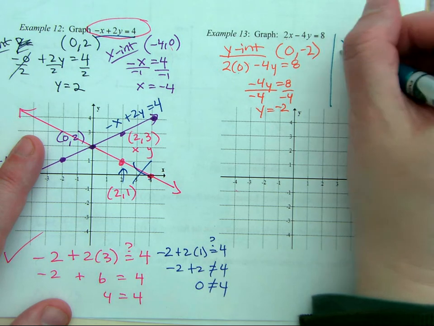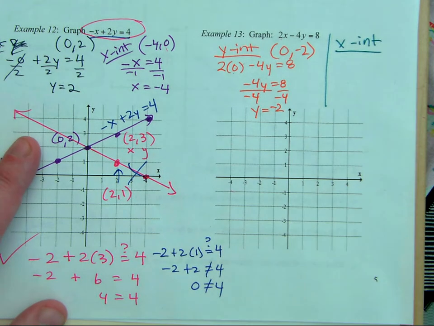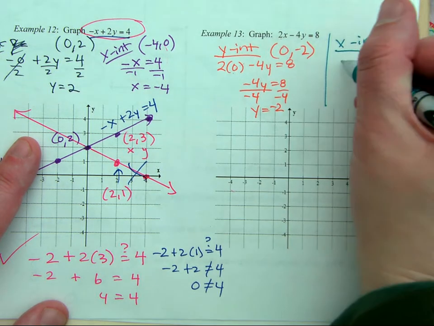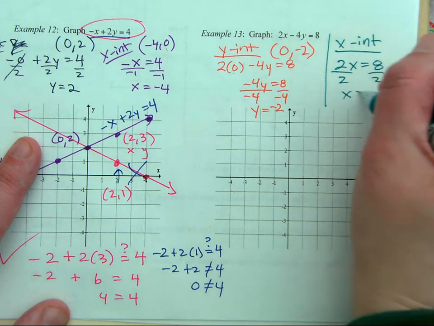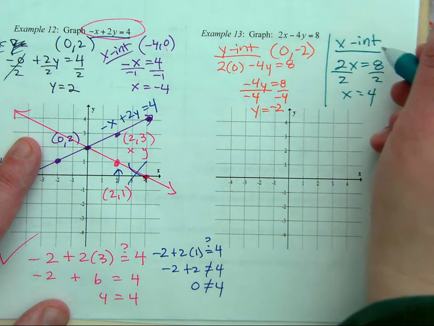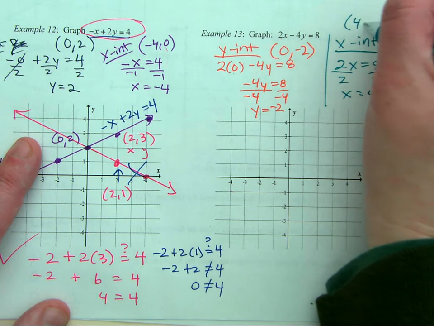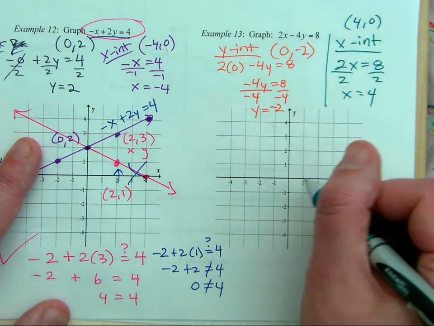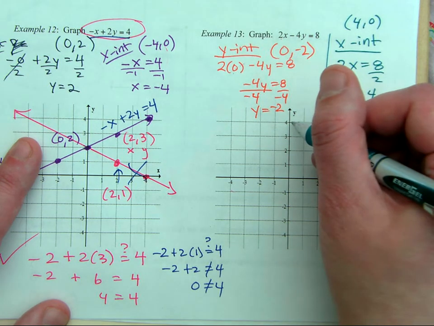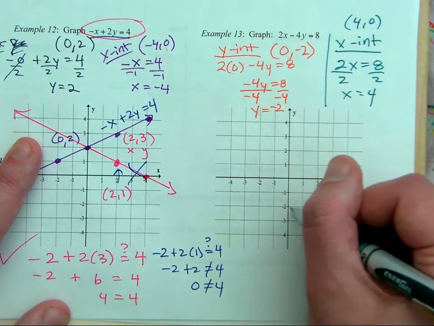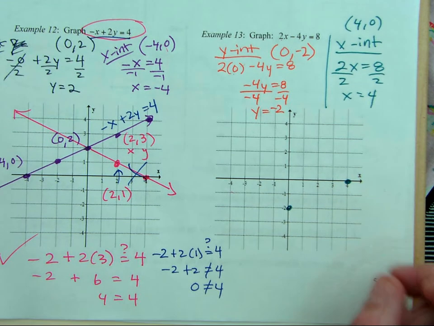How do we find the x-intercept? We set y equal to 0. Now, I could literally write 2x equals 8. Can I? x equals 4. And so my x-intercept is 4, 0. If I go 4, 0, that's here. Y equals negative 2, 0, negative 2 is here. And I draw my line.